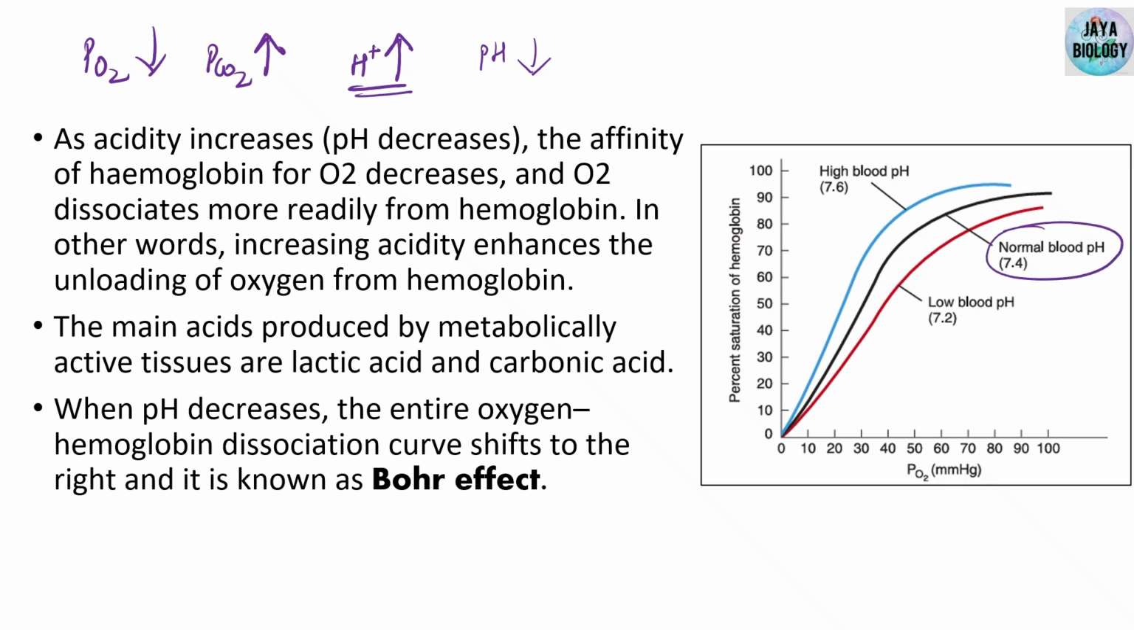But when the blood pH decreases, the curve shifts to the right. The curve shifts to the right, what does it indicate? Curve shift to the right indicates the Bohr effect. If it shifts to the right, it indicates it's a Bohr effect. Please learn, it's a very important concept for your NEET preparation and for other competitive exams.